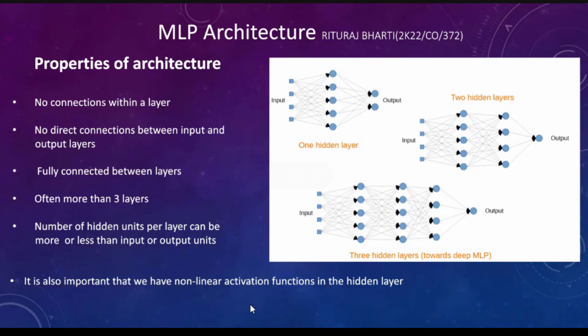And last, it is also important that we have a non-linear activation function within the hidden layer. As we have seen, a perceptron is able to classify linearly separable data, but if we take a linear activation function within the hidden layer, then the MLP would also not be able to classify non-linearly separable data. Hence, if we take a non-linear activation function, it will have the potential of classifying non-linearly separable data.